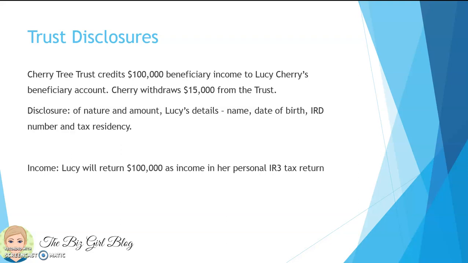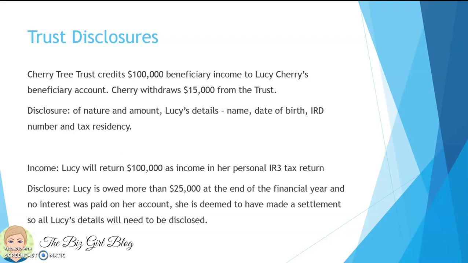In Lucy's IR3 tax return, you'll have to disclose the $100,000 as income in the appropriate box. So, as Lucy is owed more than $25,000 at the end of the financial year, and no interest was paid on her beneficiary current account, she's deemed to now be a settler of the trust, and all her details will need to be disclosed. So the $25,000 rule is one that came in last year.